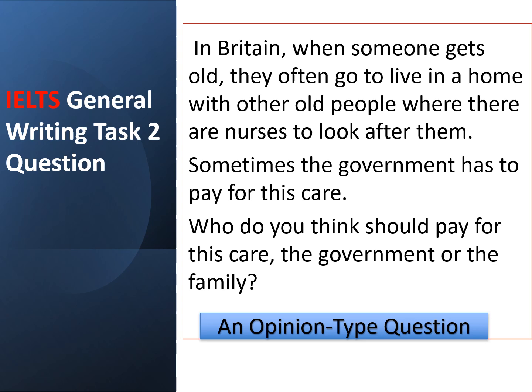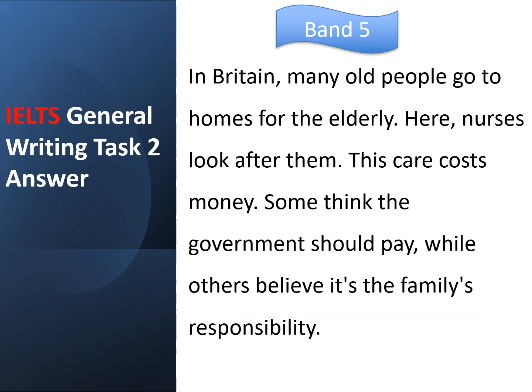This IELTS General Writing Task 2 prompt is an opinion-type question. It asks the test taker to express their viewpoint on who should be responsible for paying for the care of the elderly, whether it should be the government or the family. This type of question requires the writer to state their opinion clearly and provide reasons and examples to support their position. Here is the type of answer that would be assessed as a Band 5.